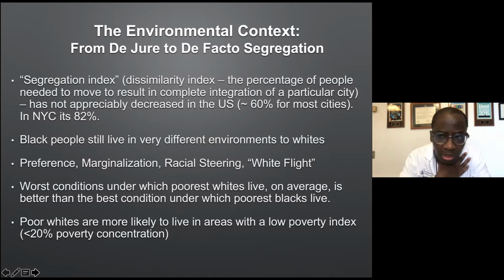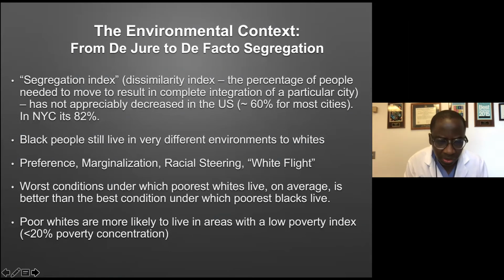If you think back to apartheid South Africa in the 1990s, segregation index was about 90%. So, Black people still live in very, very different environments to whites in this country. Some of this is preference. A lot of it is marginalization, racial steering, and white flight from urban areas once Black families move in. And so what happens is that we have marginalization, which really facilitates the type of economic and social deprivation that has led to really poor conditions in communities of color.